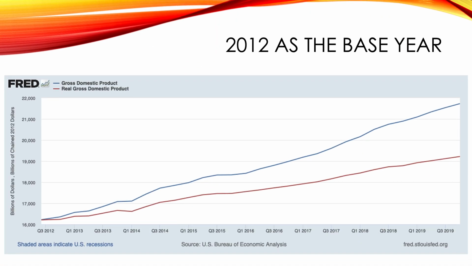So this is some actual data here. Typically today we use 2012 as the base year. And so you'll notice that in 2012, these two lines are the same. The blue line is nominal GDP. It doesn't say nominal there, but that's what it is. And the red line is real GDP. And of course, in the base year, like I previously said, they're always going to be the same number because the base year prices are the prices that we're using.